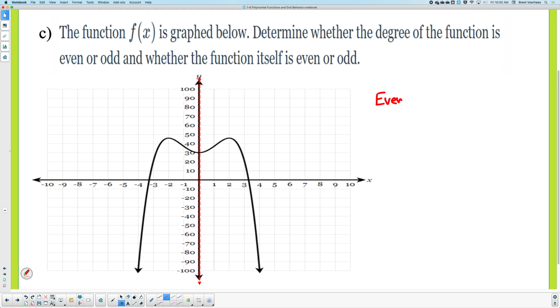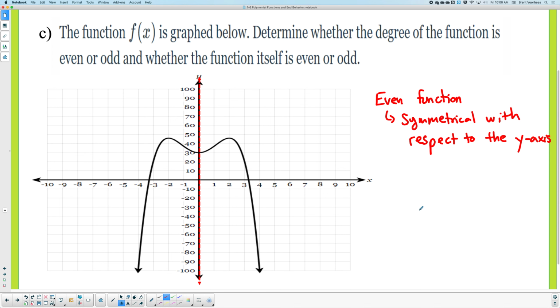Now, since it's an even function, it's symmetrical with the y-axis. That's kind of a proof of it. Symmetrical with respect to the y-axis. A way I remember it, as you write this down, if it were odd, it would be symmetrical with respect to the origin.